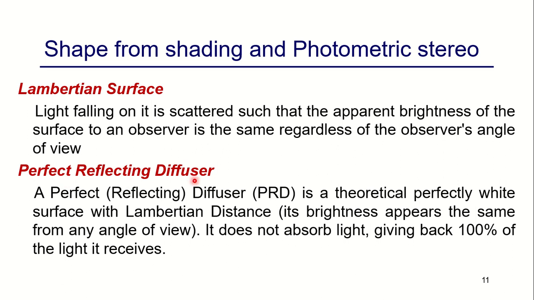Perfect reflecting diffuser. A perfect reflecting diffuser, PRD, is a theoretical perfectly white surface with Lambertian distribution, that is, the brightness will be the same from any point of view. It does not absorb light, giving back 100% of the light it receives. So whatever it receives, it is reflecting 100% from the surface. That is called a perfect diffuser, the perfect reflecting diffuser, PRD.